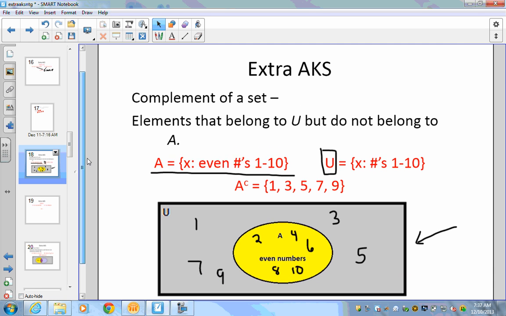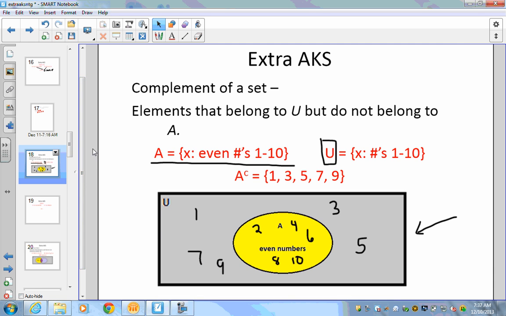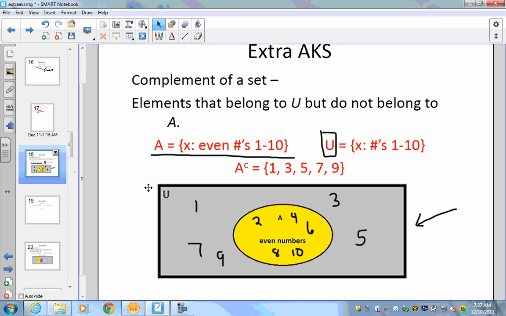We were talking about a complement of a set, and basically a complement of a set was everything in the universe that was not already in set A. We used this as an example where numbers 1 through 10 were in the universe, and all even numbers were in A, so A's numbers are in here. So 1, 3, 5, 7, and 9 is out there in the gray. That would be the complement.